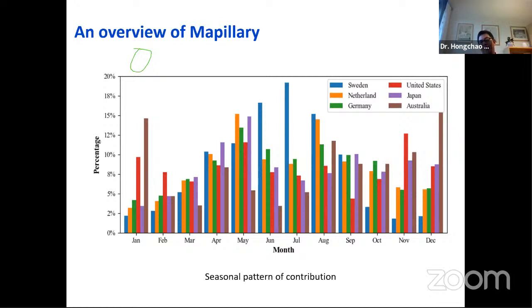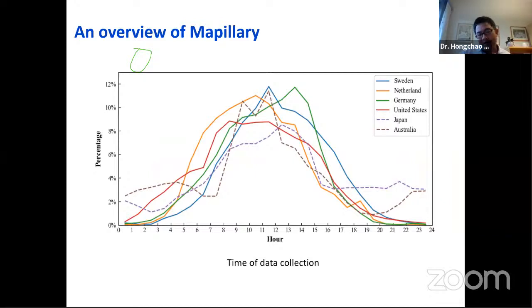But if you check Australia, it is opposite. Because Australia is located in the south, people contribute in December and January, because they have good season at that time. As for hours, the contributions happen in the daytime, actually from 9 to 16, which is the best time for illumination.